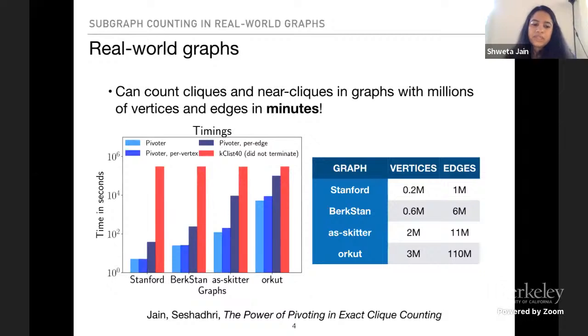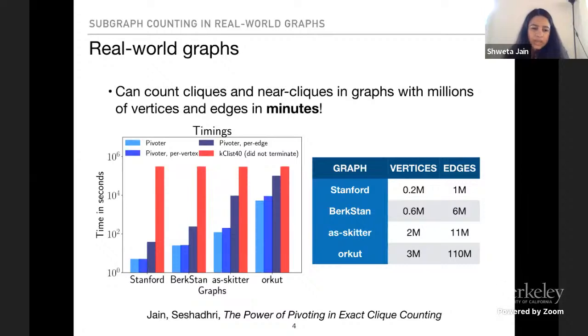So this is a plot from one of our recent papers. On the x-axis, I have 4 big real-world graphs. The sizes of these graphs are in the table on the right. As we can see, they easily run into millions of vertices and edges. And the y-axis has time in seconds on a log scale. So ignore the red lines for now.